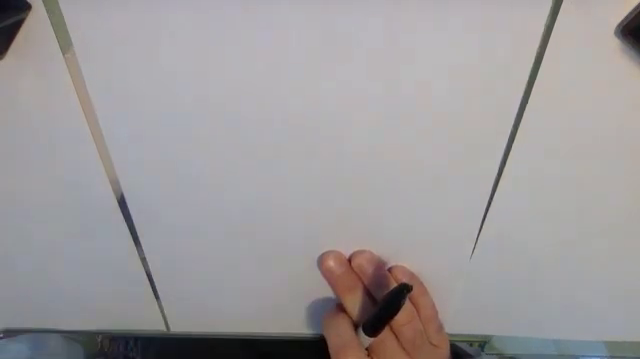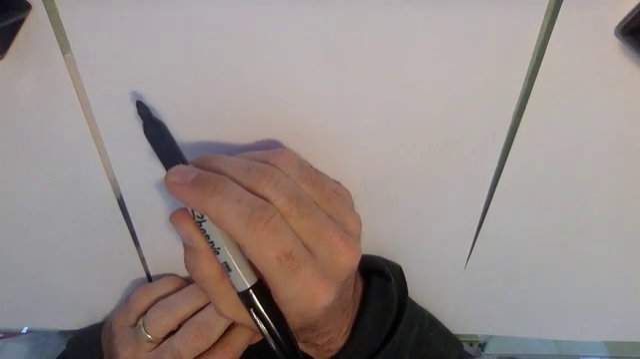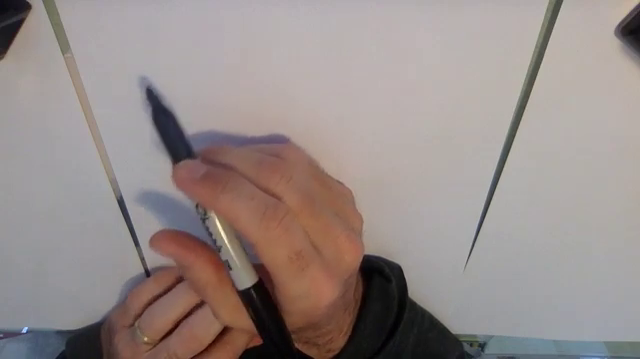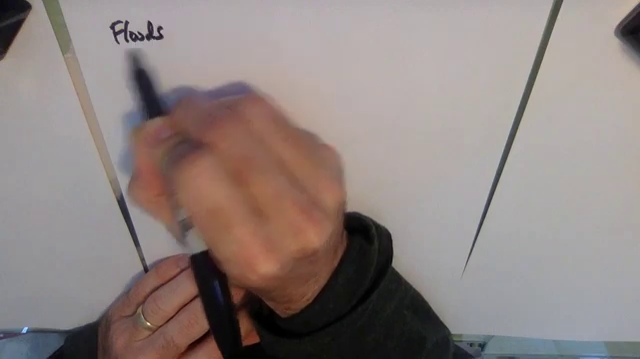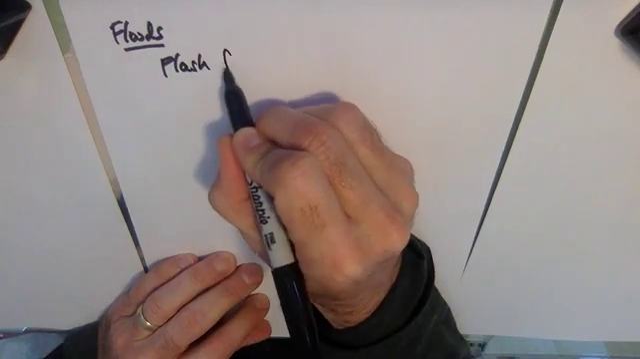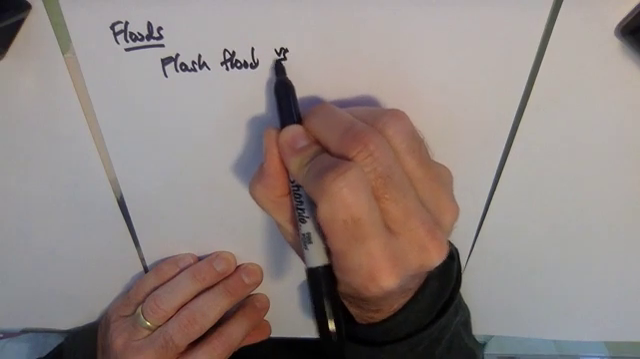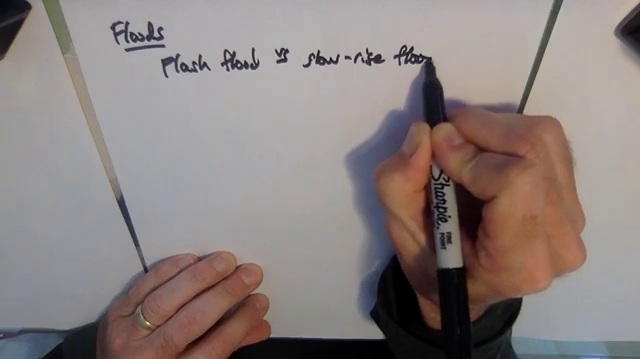All right, so let's talk a little bit more about flooding, which we talked about a second ago. Hydrographers basically divide the world of floods up into two fundamental types. So, we'll call this floods. And those are flash floods versus slow rise floods. You can imagine what the difference is just by the name, right?